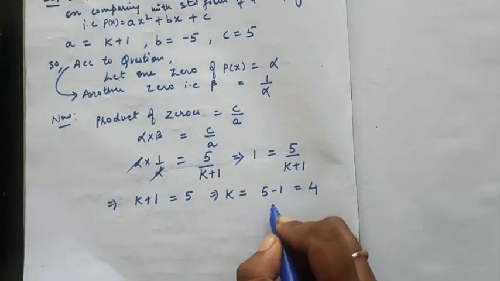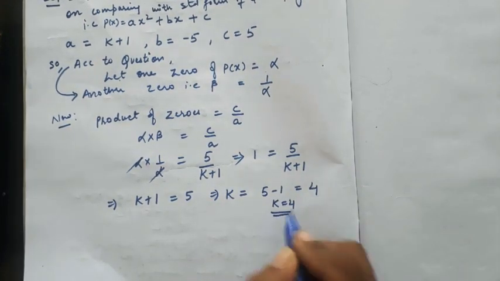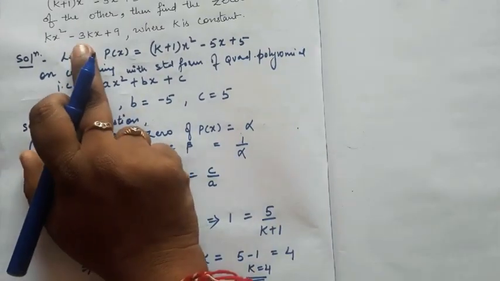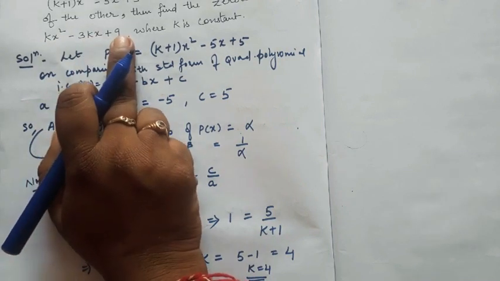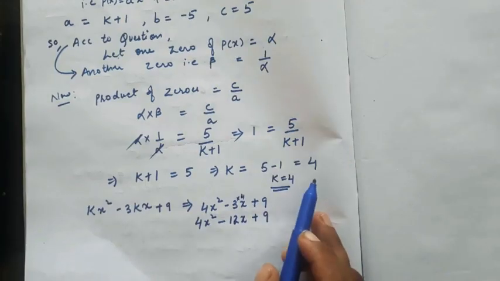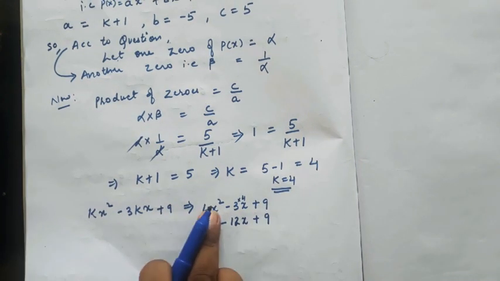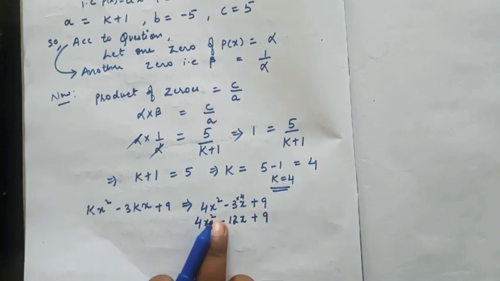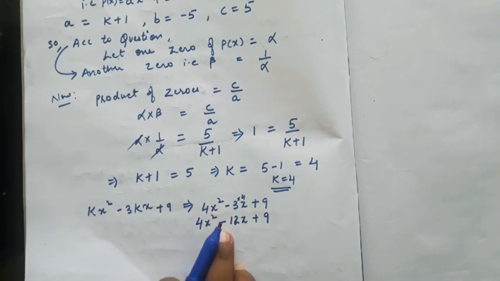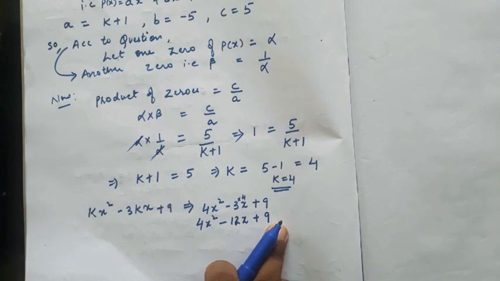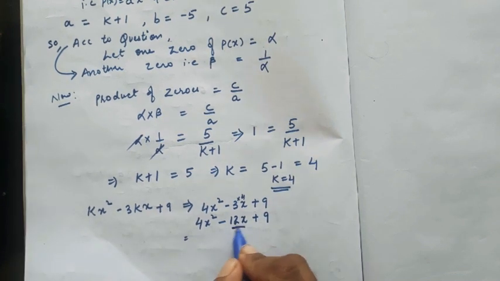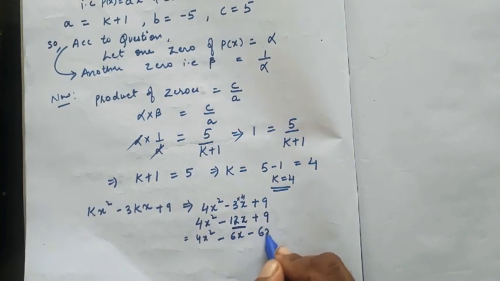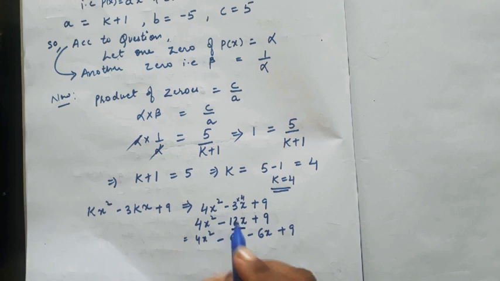Now as we got the value of k equal to 4, we can put this value in the polynomial, that is (k plus 1)x square minus 5x plus 5. Substituting, I'll get 4x square minus 3 into 4 into x plus 9. Afterwards I get 4x square minus 12x plus 9. Now I can write 12x as 6x and 6x, as I'm just splitting the middle term, as you all know how to do it.